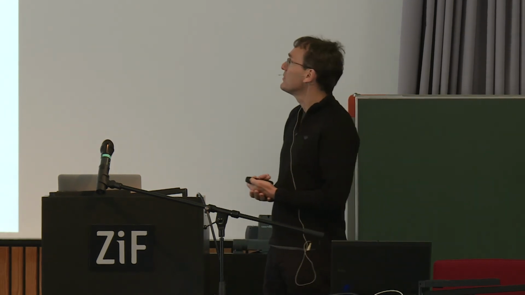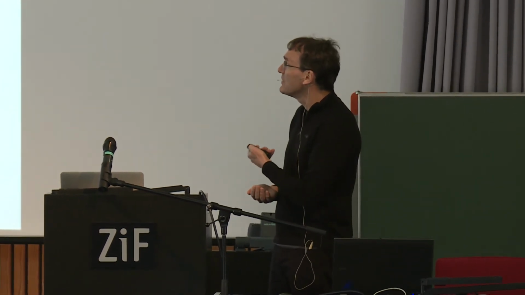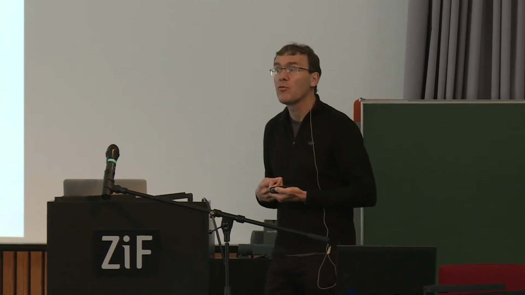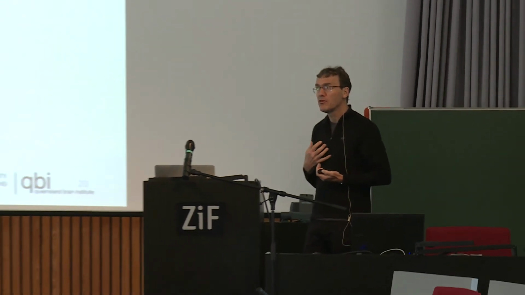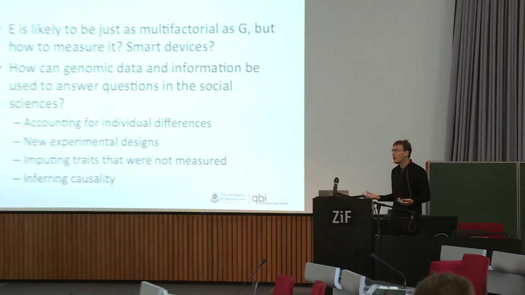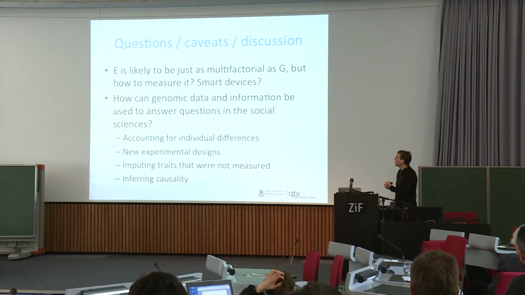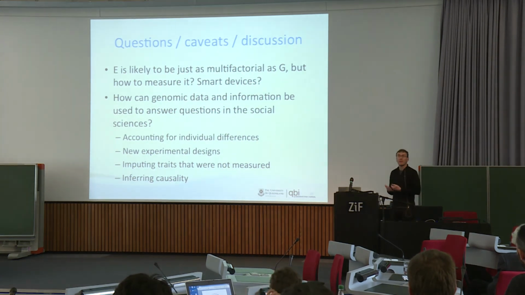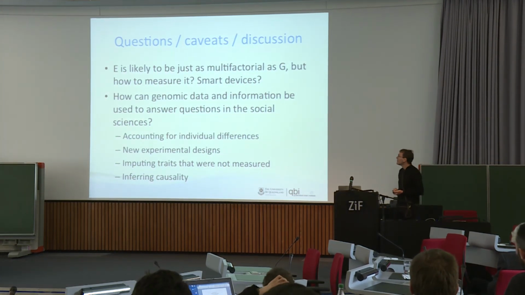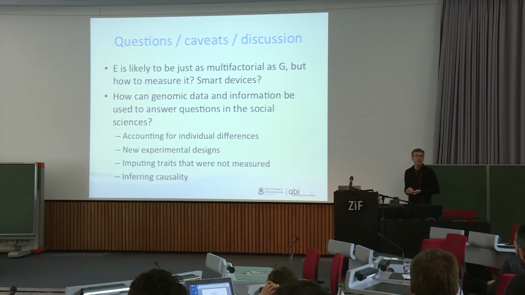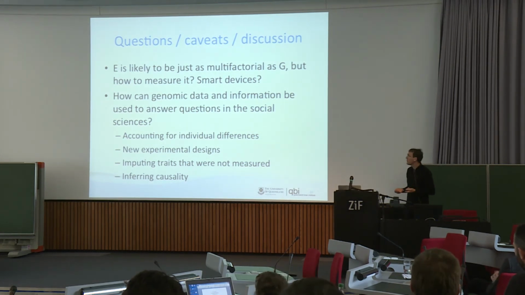I don't know how to do that, but one idea is smart devices, where you measure people continuously on a whole lot of environments they're exposed to all the time. Whether that's one way to think about dissecting environmental effects, I've no idea. Something for the discussion.